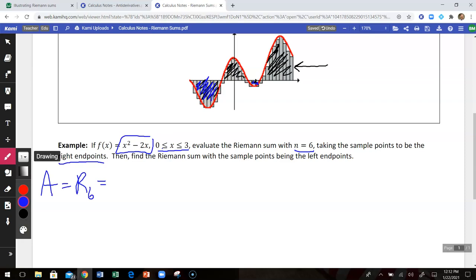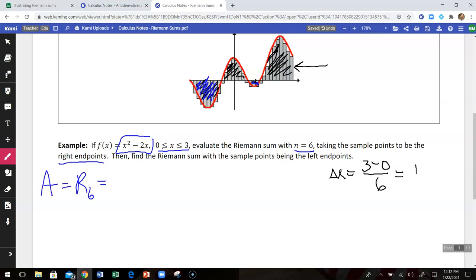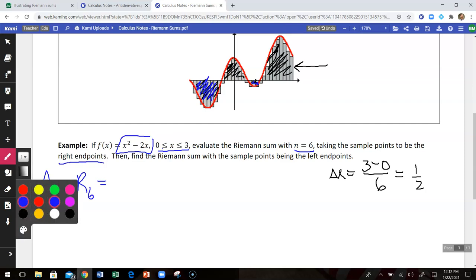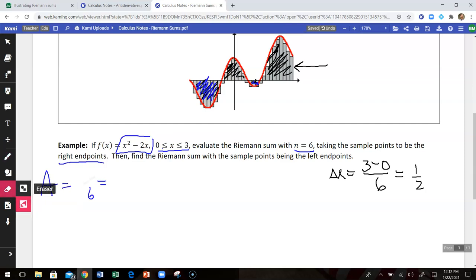Before I do this, I'm going to backtrack just a smidge. We need to figure out the width of each rectangle. The way we do that, delta x, is we take our interval and subtract, 3 minus 0, and divide that into 6 equal rectangles, which means delta x is going to be 1/2. And then I'm going to move this down a little bit so I have some more room.